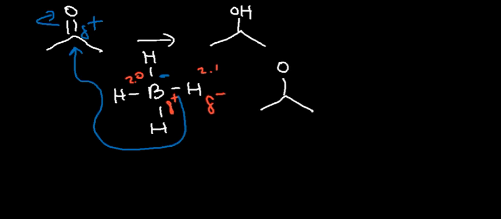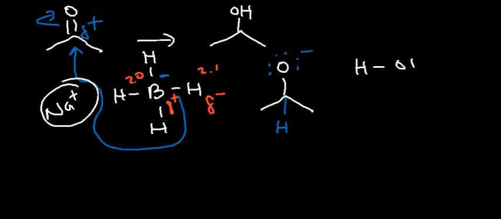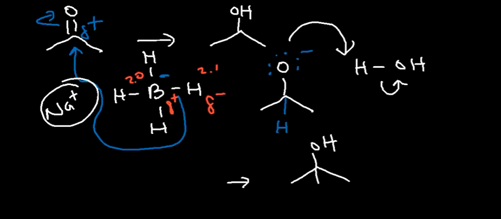So then this is going to be an oxygen with a negative charge. And here's the hydrogen that we added. Now this reaction, oh by the way, there's an Na+. The sodium has a positive charge because boron has a negative formal charge. The last step is to protonate the oxygen. And this gives us the alcohol.